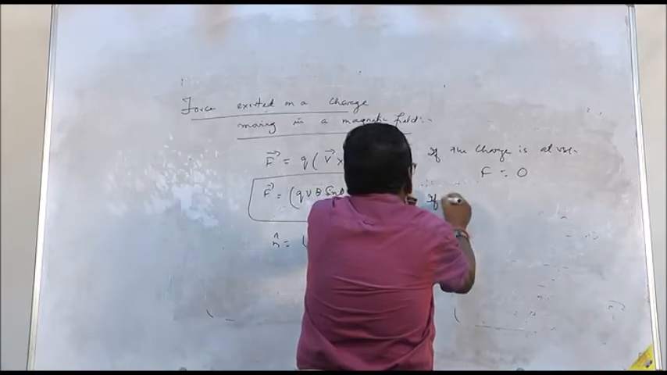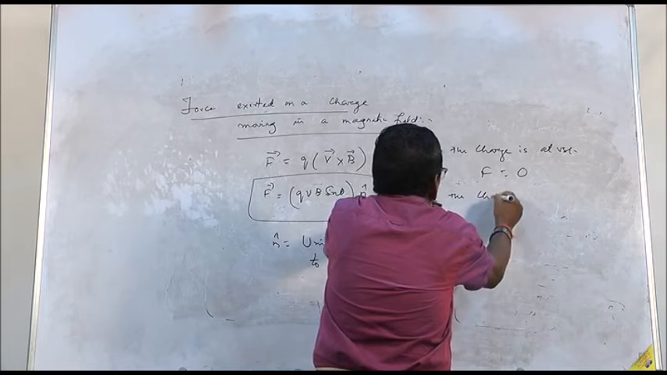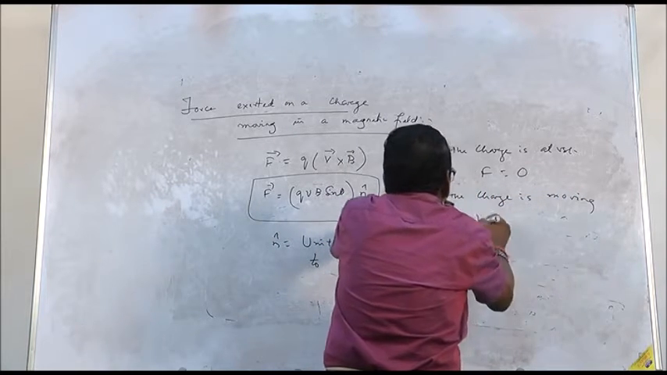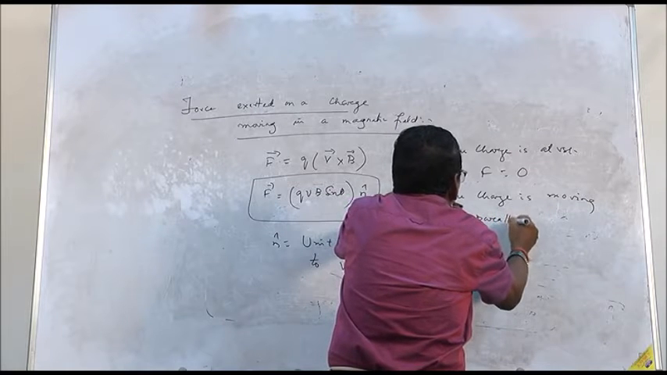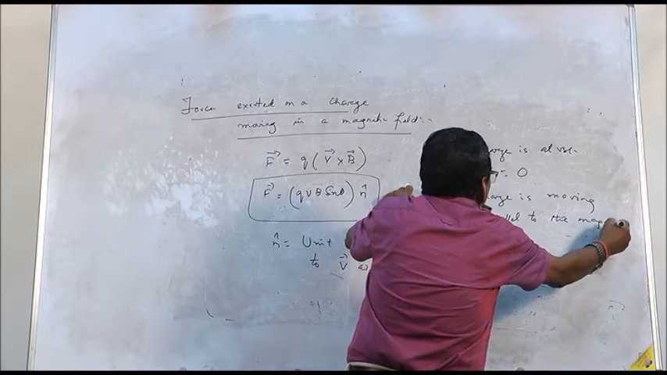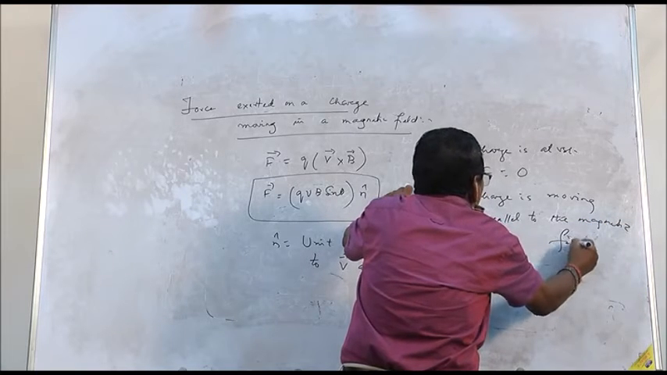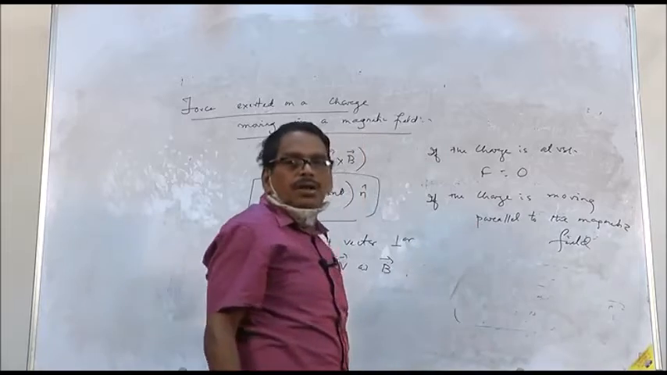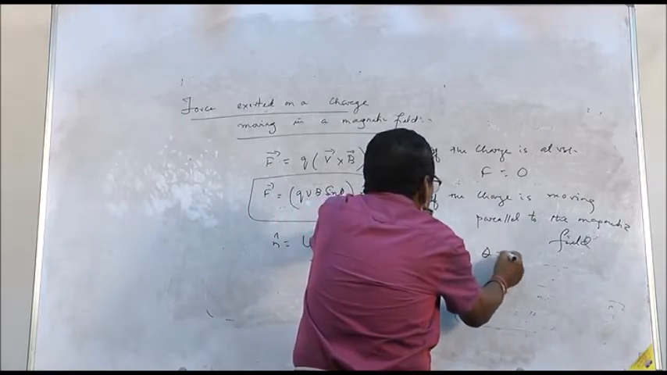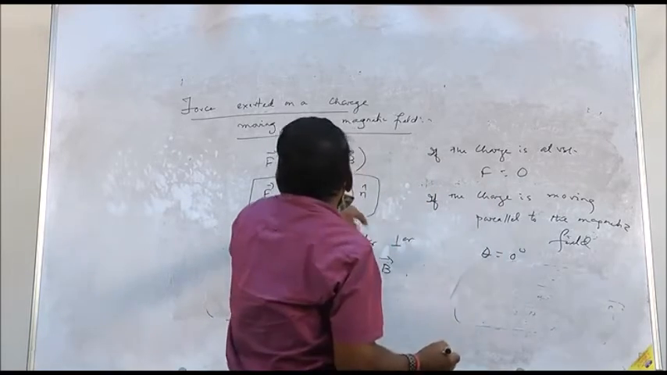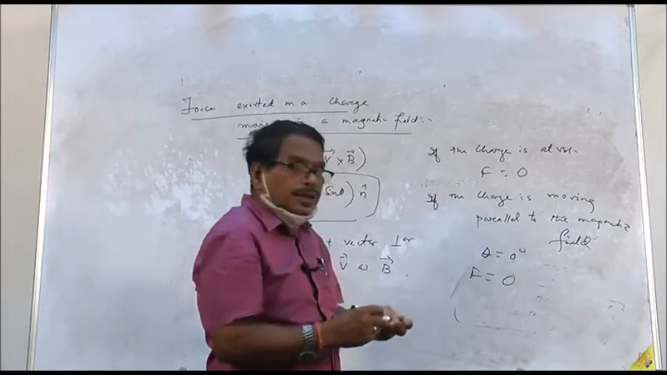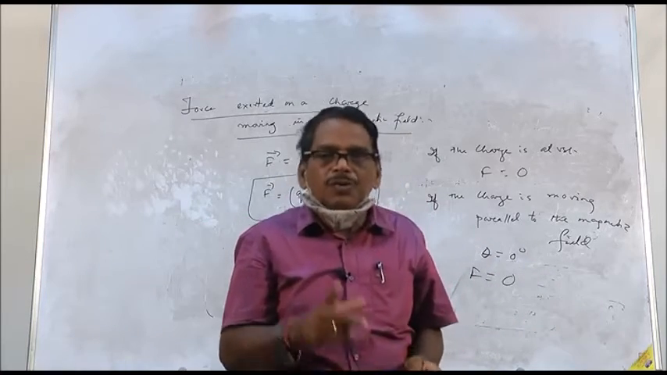If the charge is moving parallel to the magnetic field, or in the direction of the magnetic field, in that case theta is equal to 0. So, F will be what? F will be 0. So, no force is exerted on a charge either at rest or moving parallel to the magnetic field.